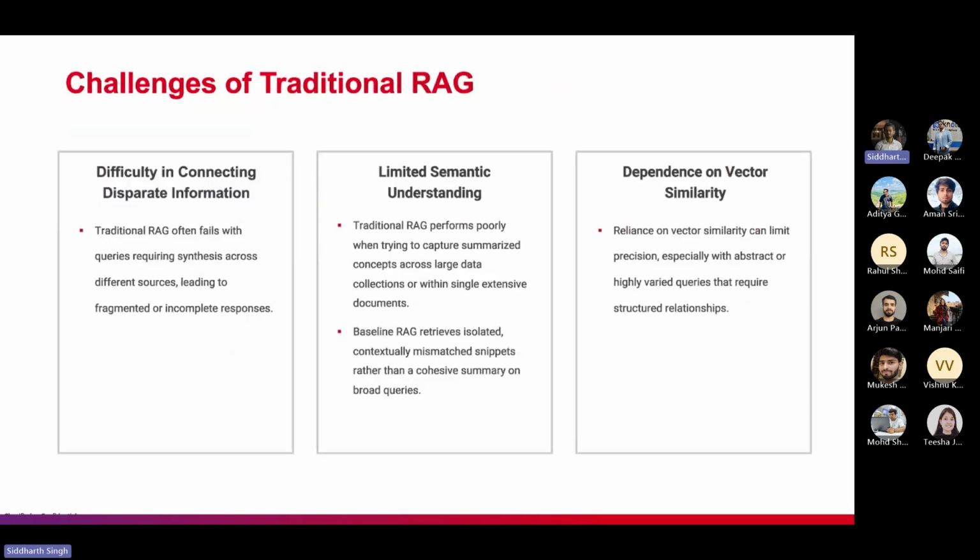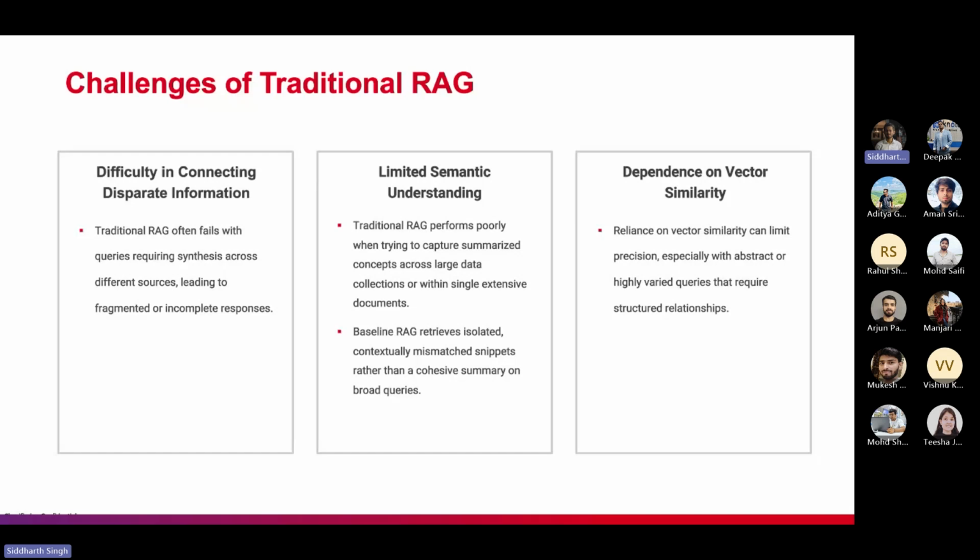Let's take a look at some challenges that traditional RAG methods face. First, there is a struggle with connecting information from different sources. Traditional RAG often falls short with questions that need a mix of knowledge from multiple places, leading to incomplete or broken responses. If someone asks something that pulls from several sources, traditional RAG might not bring it all together seamlessly.